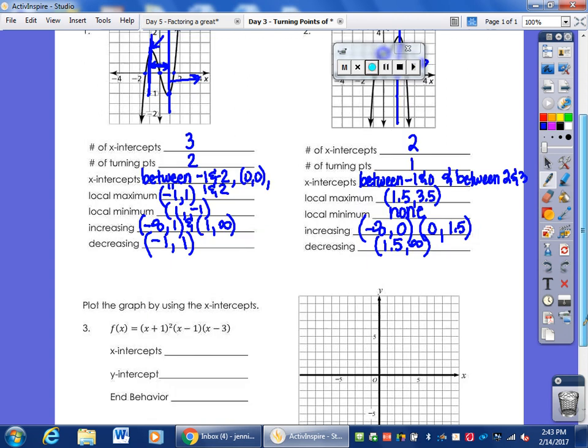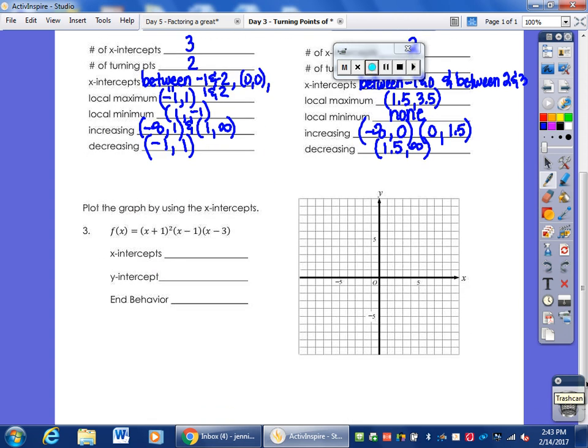Okay. Number 3, plot the graph by using the intercepts, and then we're going to ask for the y-intercept and the end behavior. Okay, so this is a bounce right here. So 1, 0, 3, 0, and then at -1, this is like a bounce right there.